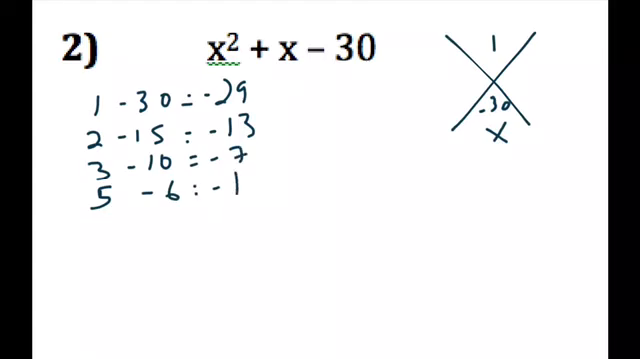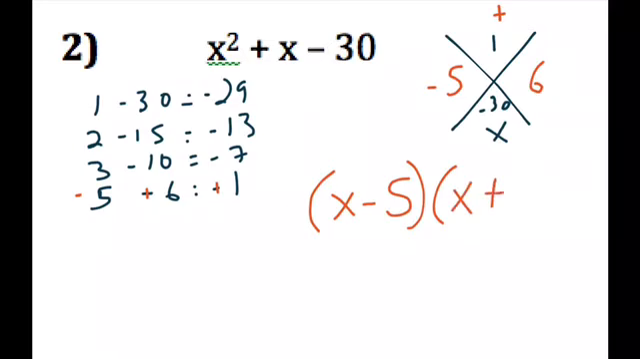But I could see that if I changed this 5 to a negative and the 6 to a positive, then that would give me a positive 1. So my two numbers are negative 5 and a positive 6. So negative 5 plus 6 equals 1, and negative 5 times 6 is negative 30. So my answer is x minus 5 and x plus 6.